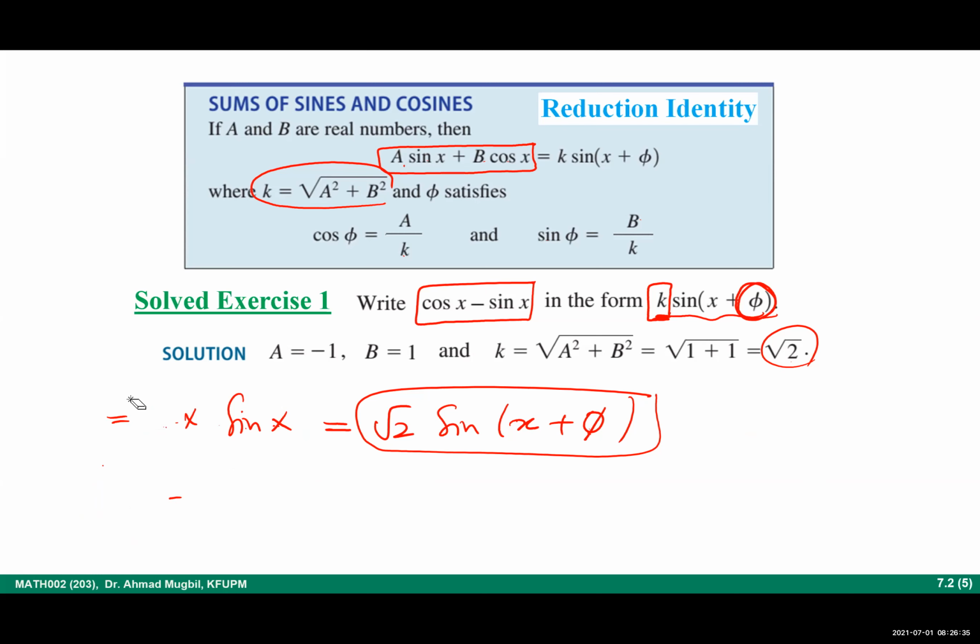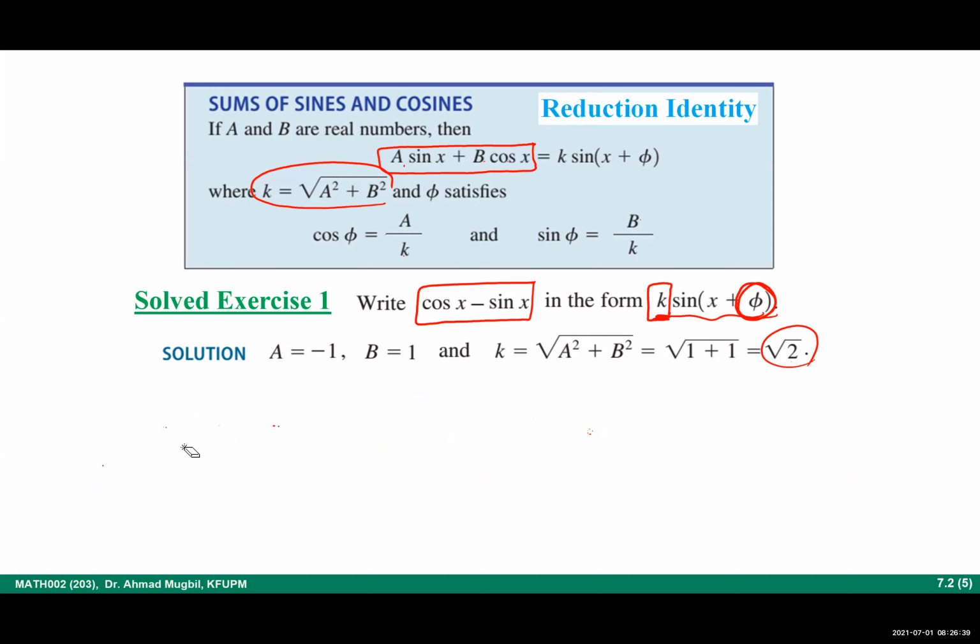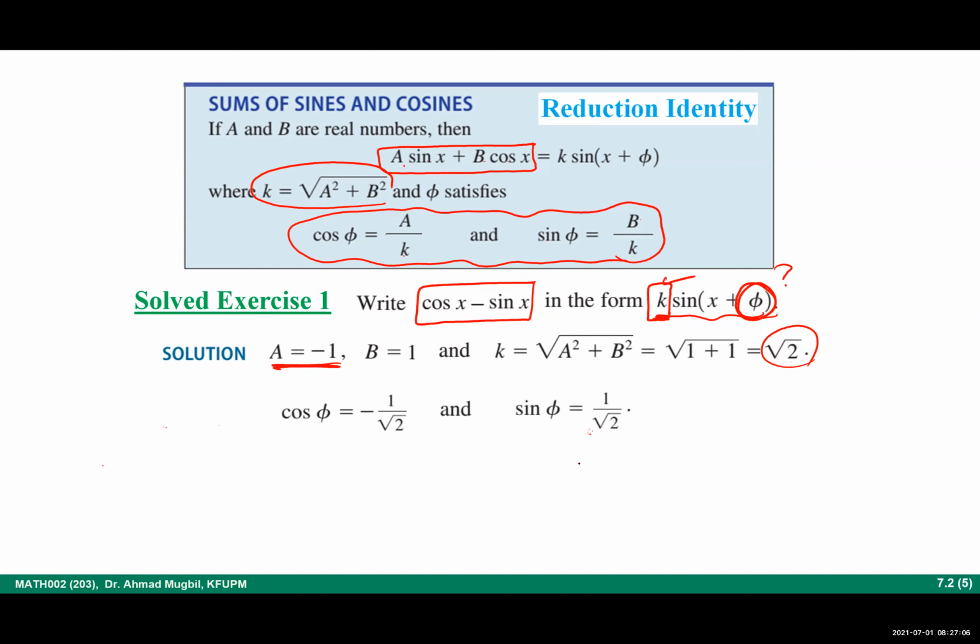This is so important. So now let's find the angle. Now I did find K. This is done. Now I need to know what phi is. How to find phi? Use what is given for you here. Cosine phi is A over K. So cosine phi is negative 1 over square root of 2. This is A, this is K. Sine phi is 1 over square root of 2.